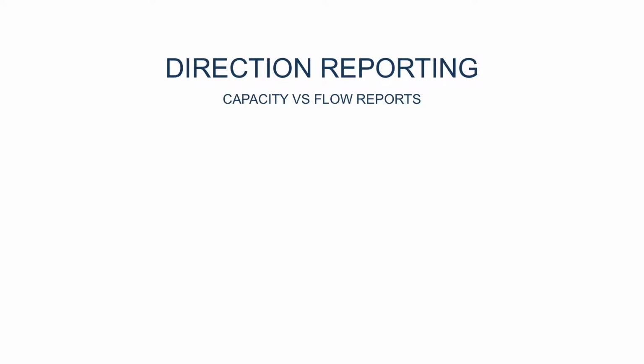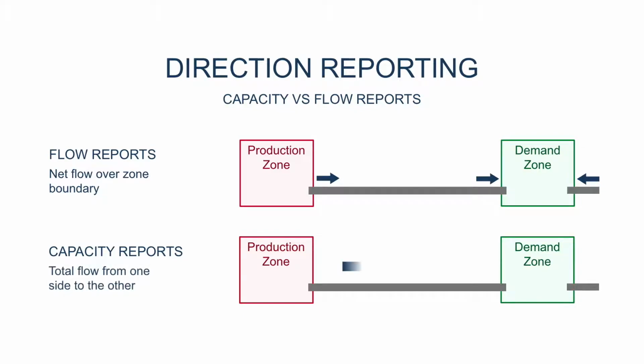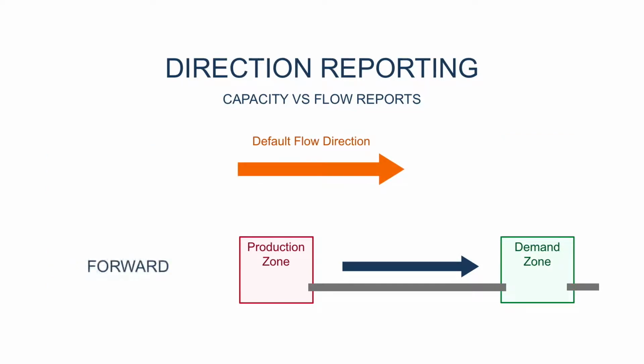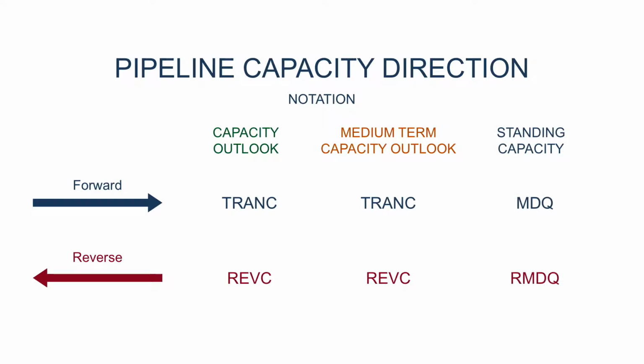The direction associated with capacity is reported differently from forecast and actual flows. Flow reports indicate the amount of gas crossing a particular boundary, but the capacity report indicates gas transported from one end of a pipeline to the other. As a result, capacity is not reported by zone, but only once for each direction the pipeline can flow in. If gas is flowing in the pipeline's default direction, it's considered a forward flow. If not, it's reported as a reverse flow. The labels used to denote directions for short and medium-term capacity outlooks are Trans-C for forward flows and Rev-C for reverse flows. The labels for standing capacity are a little bit different, so it uses MDQ and RMDQ instead.